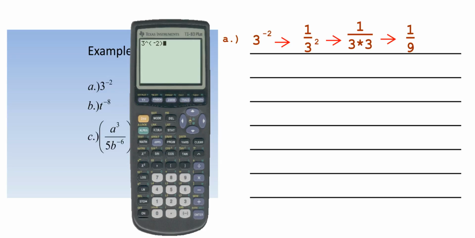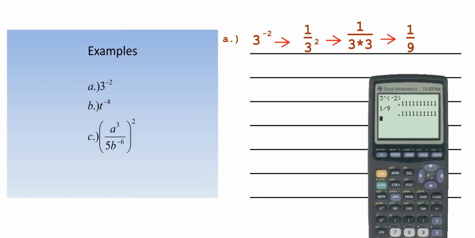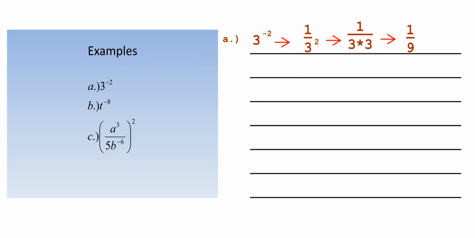Close your parentheses, hit enter, and that'll give you the decimal value, 0.1111. And take 1 divided by 9, which is our final answer supposedly, and check that they are the same. Yes, they're the same, so therefore we got the correct answer. 3 to the negative 2 is equivalent to 1/9. Let's proceed with the next one, and circle our answer.